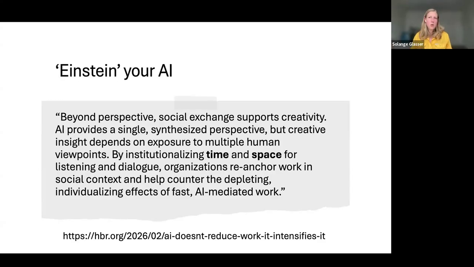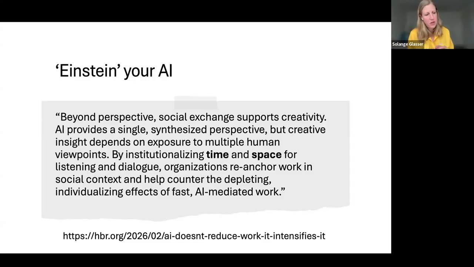So I very cheekily called this Einsteining my AI because Einstein is all about time and space. So I'm going to encourage all of you to Einstein your AI. If you're using your AI, you have to find time and space away from it to be able to use it effectively. Now, as usual, I've blabbered on for far longer than I thought I was going to.